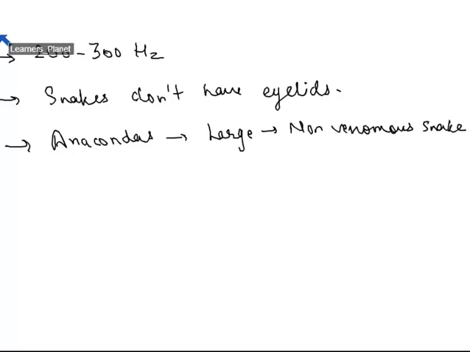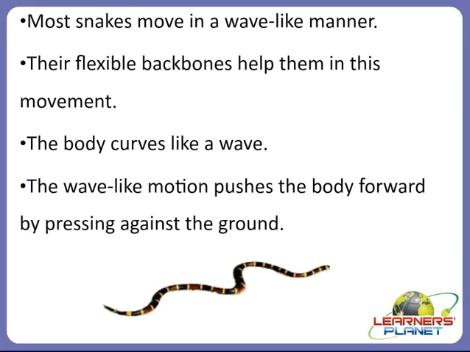There is also the reticulated python. Reticulated pythons can grow over 8.7 meters in length, and they are considered the longest snakes in the world. So these are some of the facts about snakes. Now let us get back to our topic.